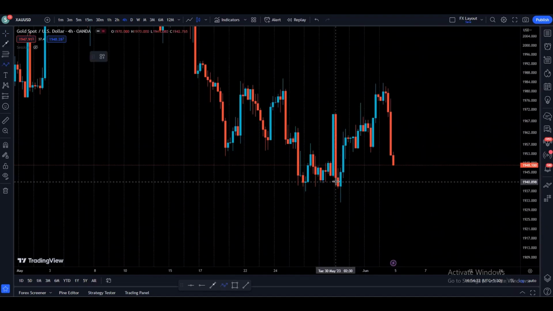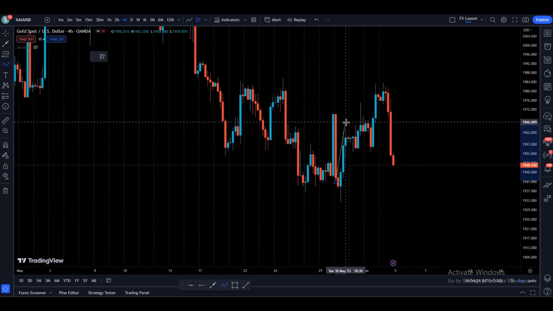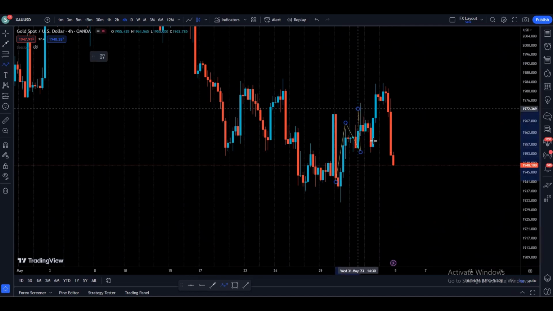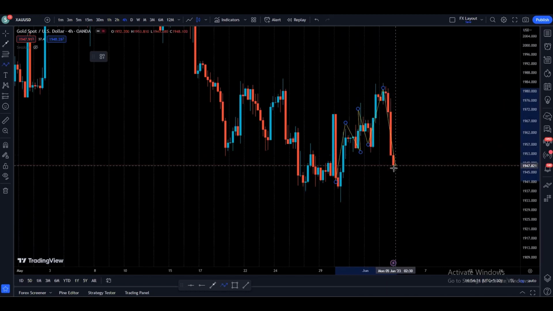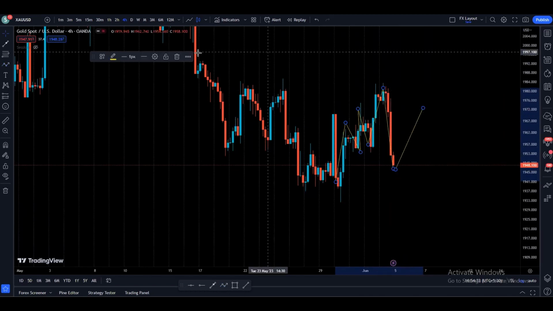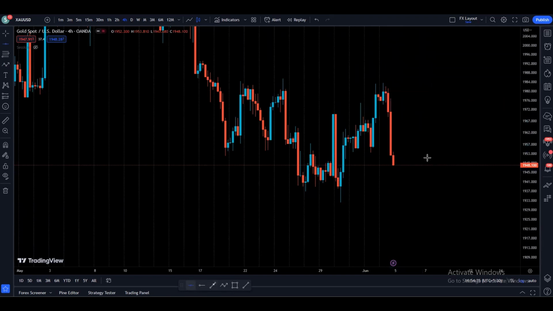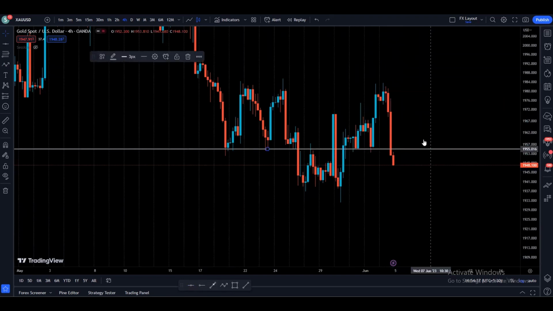So on the 4 hour, we can see that we were making higher highs and higher lows. As we can see, we created a high, higher low, higher low, and after that we created another high. And right now we have broken the support and basically closed below. So if we mark this as a support, we can see that we have a candle close below this support.